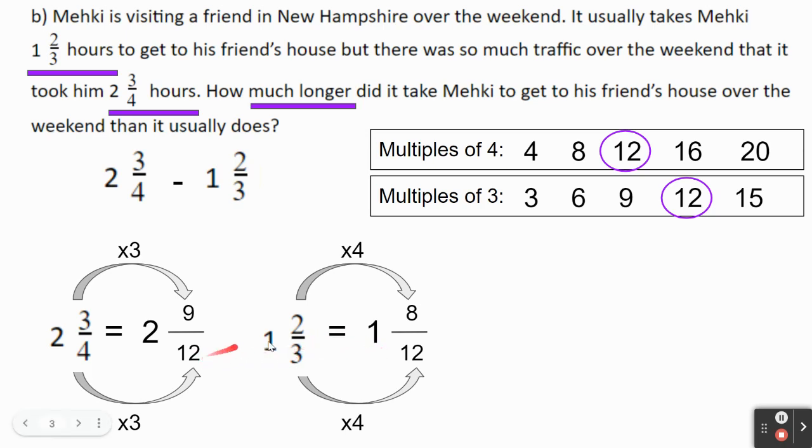Now that these mixed numbers both have 12 as our denominator, we can subtract 2 9/12 minus 1 8/12. So here we have 2 minus 1 is 1. 9/12 minus 8/12 is 1/12. So it took Mackay 1 1/12 hours longer to drive to New Hampshire that weekend.